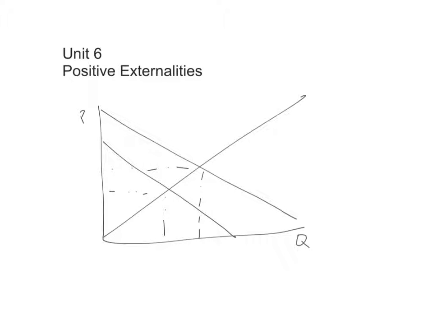Alright, so welcome back to another video for Microeconomics. Today we're going to go over the Unit 6 positive externalities graph. We're going to explain what an externality is, the difference between positive and negative externalities, what the supply, demand, and the new demand curve mean, as well as the market equilibrium versus socially optimal.